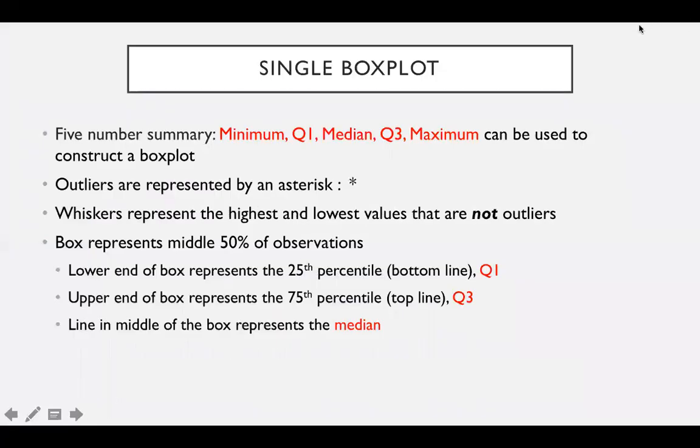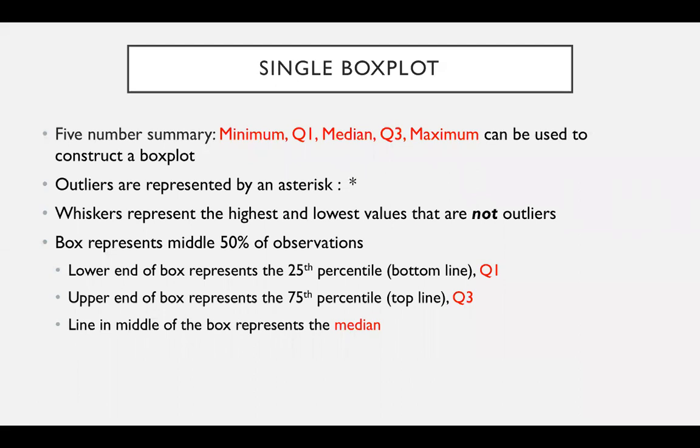All right, so we're going to talk about a single box plot here. In a single box plot, you can use the five-number summary to construct it. If you remember from the last lesson, a five-number summary contains the minimum, Q1, the median, Q3, and the max. And in a single box plot, outliers are represented by an asterisk, which is just like a little star.